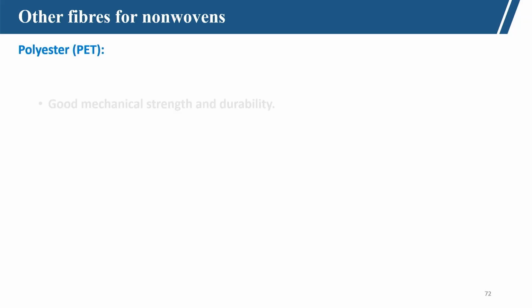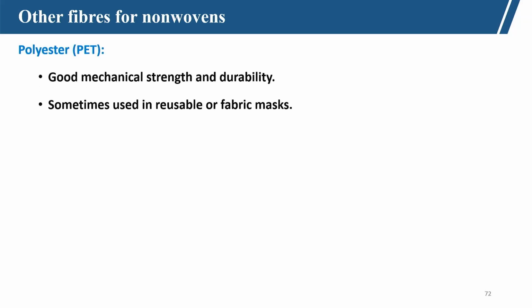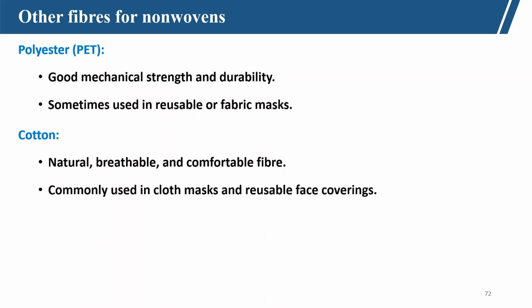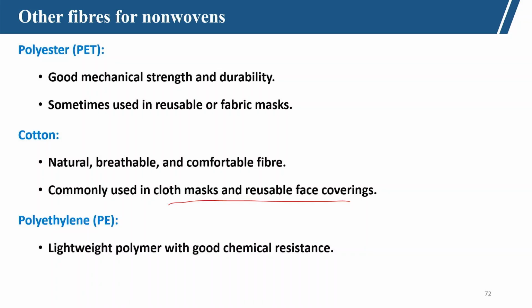Among other fibers, polyester can be used due to its good strength and durability, and we can reuse it. Cotton can be used, it is natural, breathable and comfortable, and we can use it in the inner layer also, commonly used in cloth masks and reusable face coverings. Polyethylene can be used as it is lightweight and has good chemical resistance, and it is occasionally used for a specialized filtration layer.